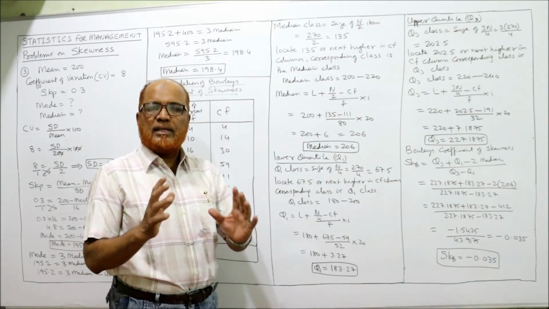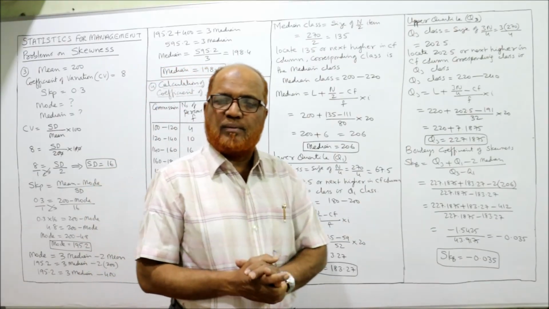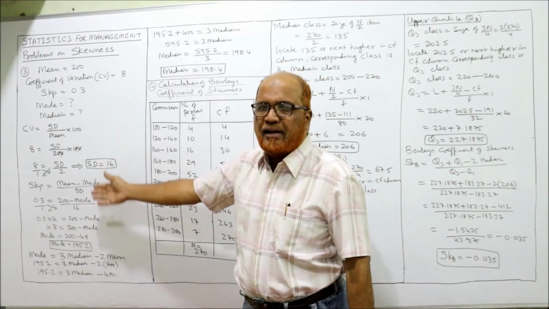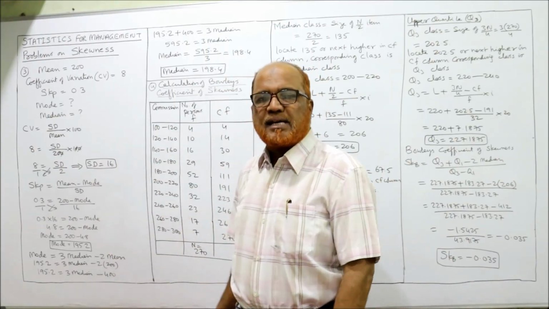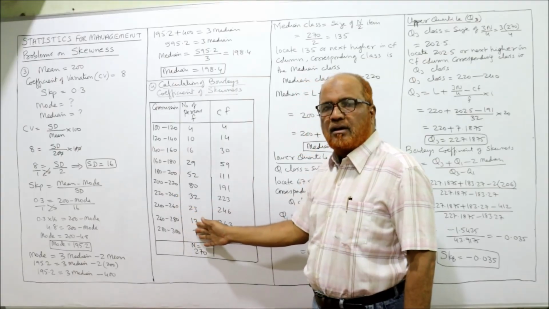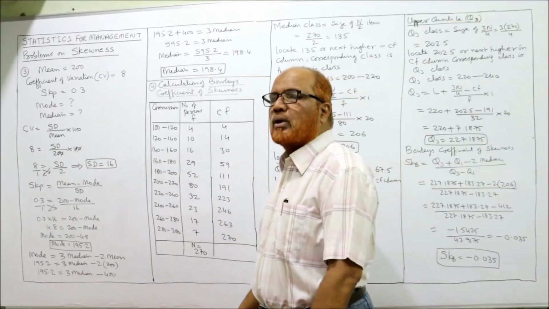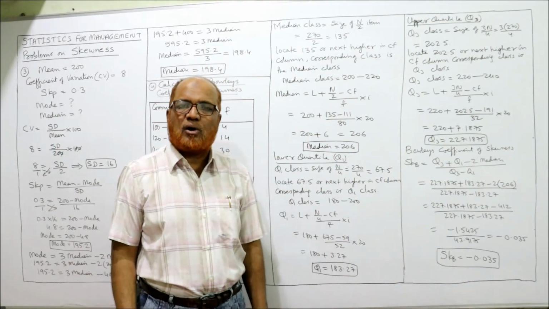That's all. So in this video, two problems I have solved. One, calculating the mode and median. Remember the formula. Second, a continuous series is given, and from this continuous series, how to calculate Bowley's coefficient of skewness.